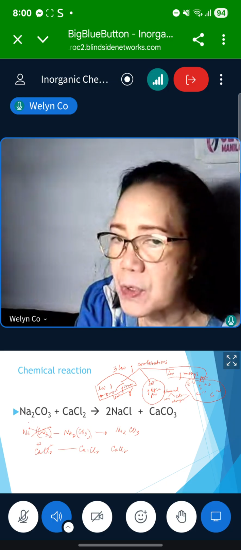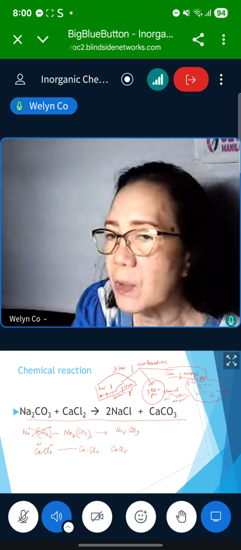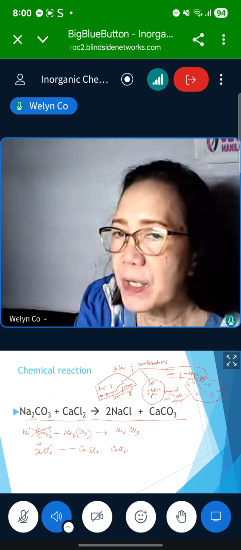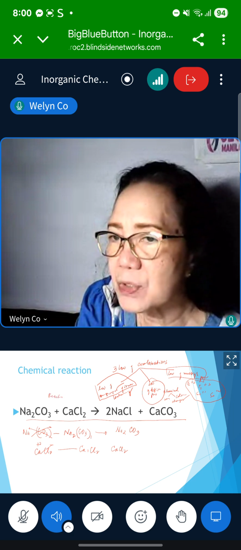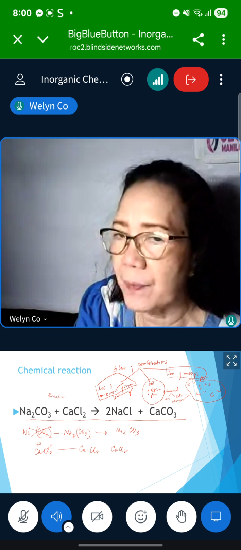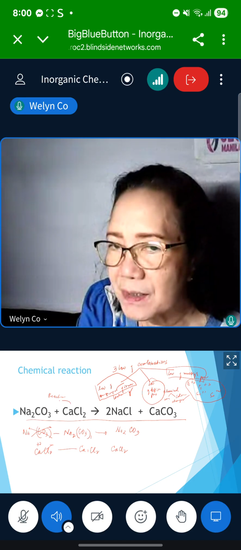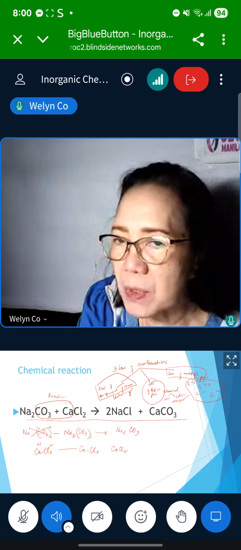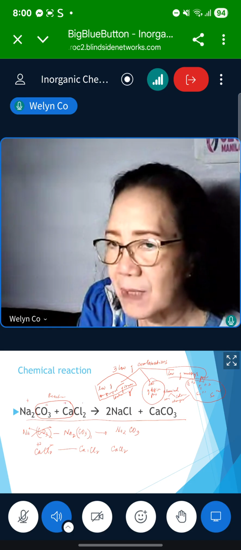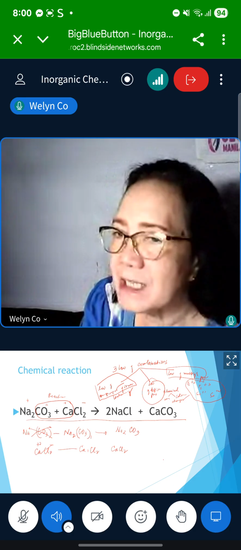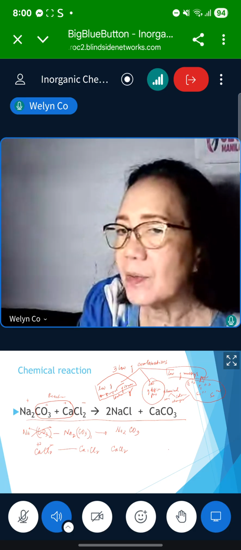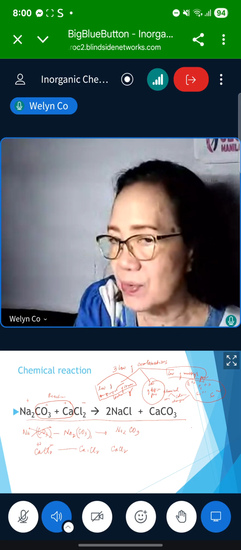So if you can observe mga bata, they're only changing of partners to form the product on the right side of the equation. So our equation natin, you have the reactants and you have the products after the arrow. So the change of partner, okay, mag-change ng partner, attraction would always be with positive and the negative ions. Writing them correctly using the charges of each of the ion. Okay, so ito yung double decomposition reaction.